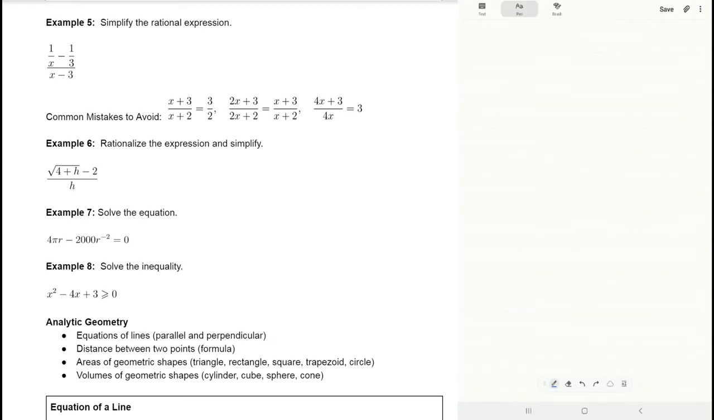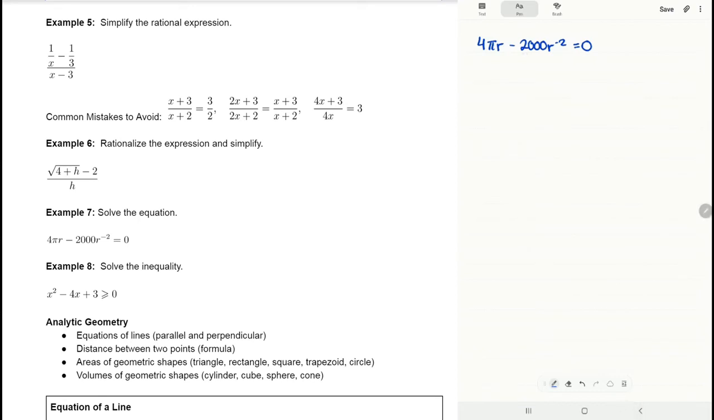So now let's have a look at the next example. So here we have the equation 4 pi r minus 2000 r to the negative 2 equal to 0. So we want to try and solve the equation for r. And there's a few slightly different ways that we can approach the problem.